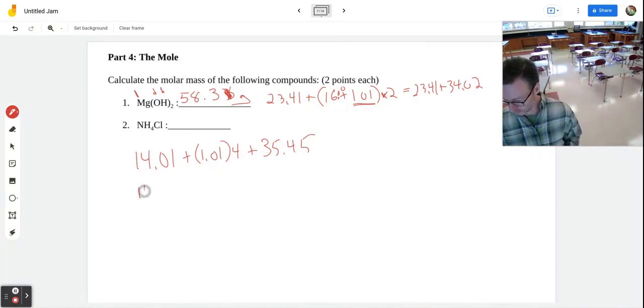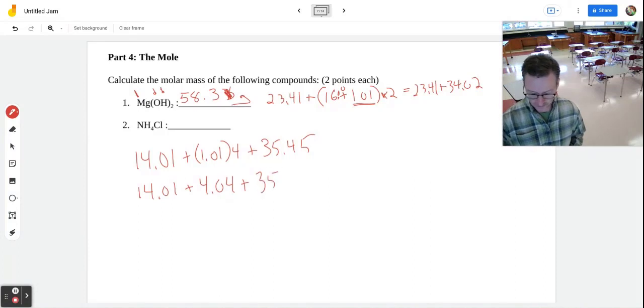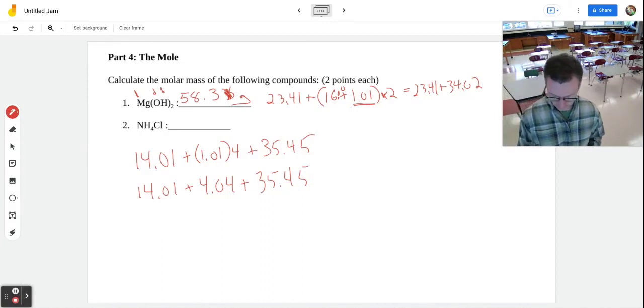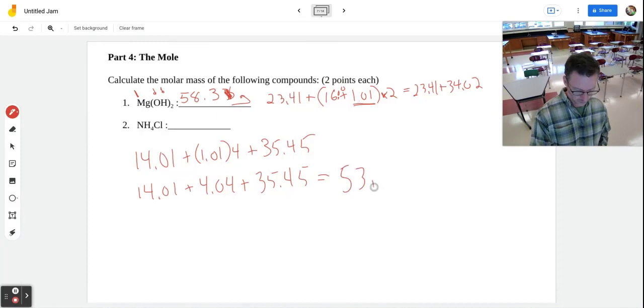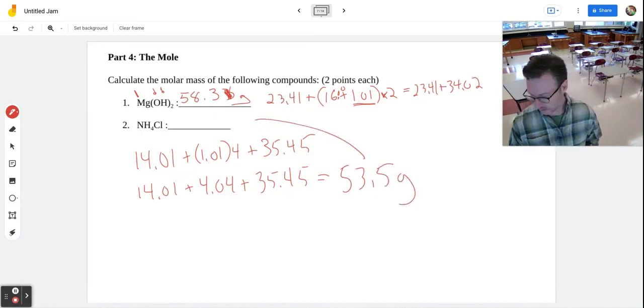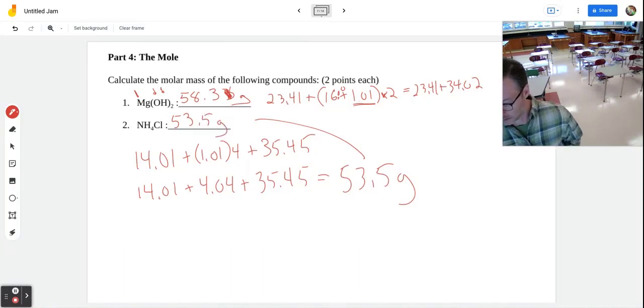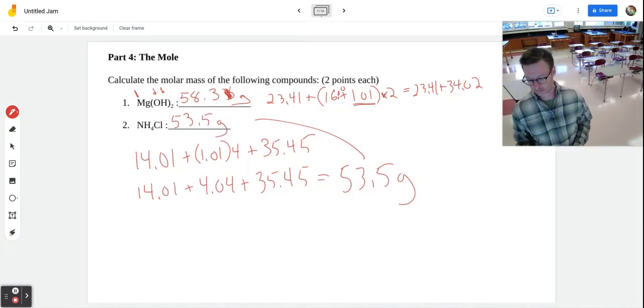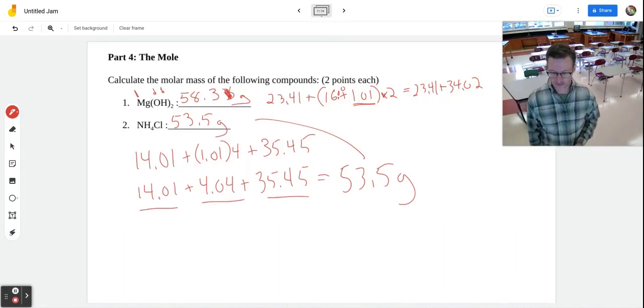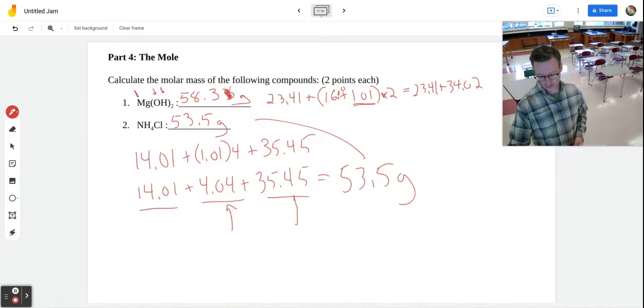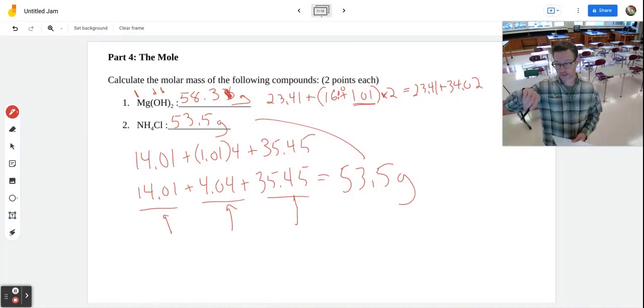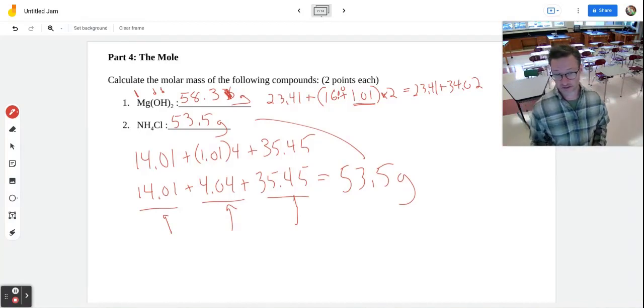Okay, so we multiply, we end up with 14.01 plus 4.04 plus 35.45. Now we're adding, and we end up with 53.5 grams. I didn't round that. That's actually what it comes out to. When we add these three numbers together, we get 53.5, so there wasn't any rounding that took place there. All of these numbers have two decimal places, so I could have had two decimal places, but it comes out exactly to 53.5. So I just left it as the exact number.